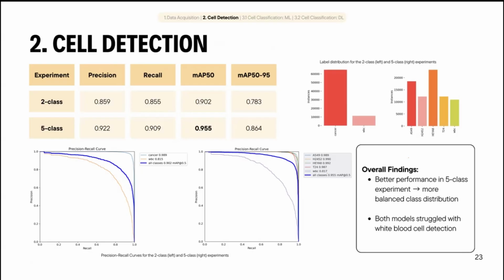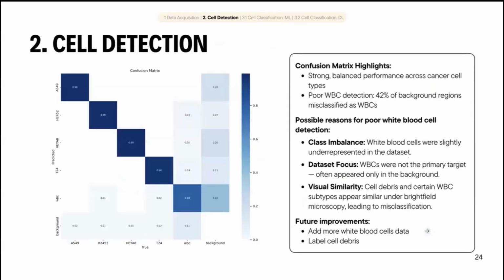Another limitation we observed was that the model struggled with white blood cell detection. As you can see from the precision and recall curve, the white blood cell results were below the other results in both experiments. Looking at the confusion matrix, all cancer cell classes performed well, with over 95% correctly detected. However, about 42% of background regions were misclassified as white blood cells, indicating a significant confusion between white blood cells and background artifacts. There are three possible reasons behind this poor performance.